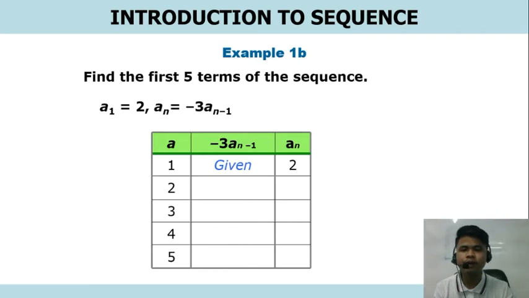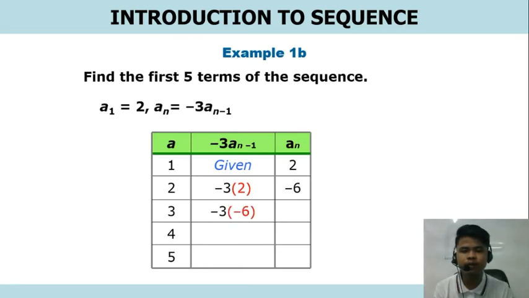It will become negative 3 times 2. Negative 3 times 2 is equal to negative 6. Then to find the third term, we need the value of the second term, which is negative 6. Here we will substitute negative 6 to a sub n minus 1. It will become negative 3 times negative 6.